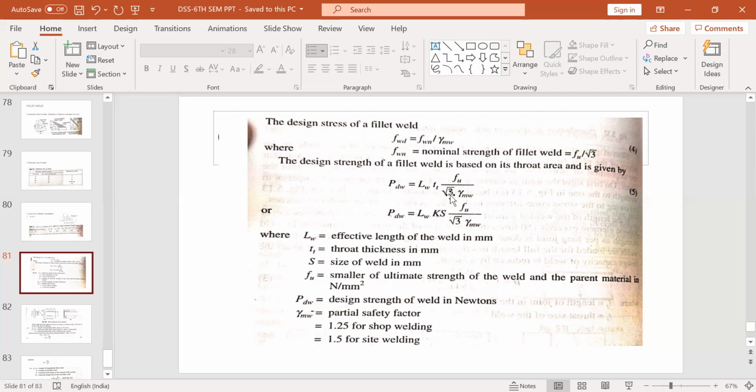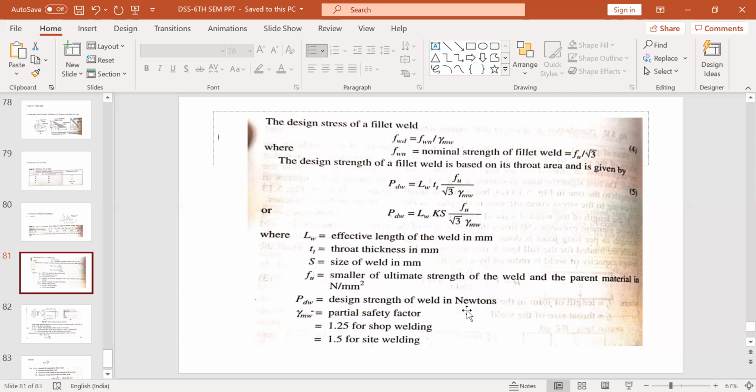So this design stress is multiplied by the throat area. The throat area will be the length of the weld into the throat thickness. The length of the weld is LW, and the throat thickness is K into S. LW is the effective length of the weld in millimeters. TT is the throat thickness, given by K into S. Fu is the ultimate strength of the weld or the parent material. Fu you can find out from the kind of steel.